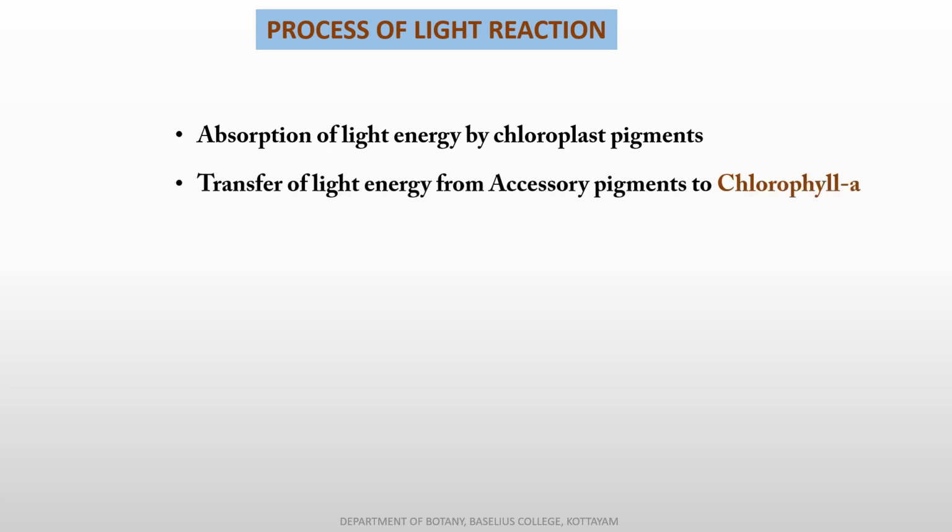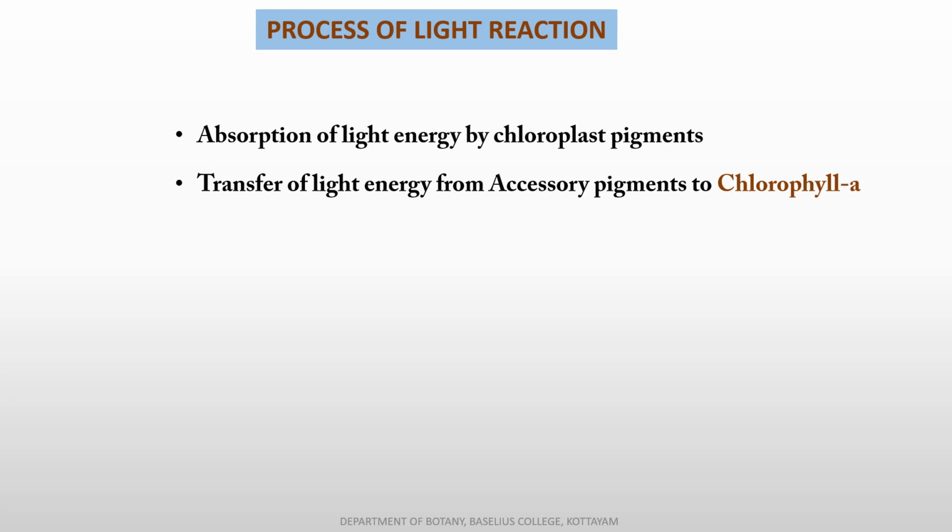The second step is transfer of light energy from accessory pigments to chlorophyll A. We know light energy is absorbed by accessory pigments such as chlorophyll B, carotene, xanthophyll, etc. It should be transferred to chlorophyll A, then only that light will be useful for photosynthesis. This transfer of light energy is taking place by a very special phenomenon, that is the transfer of energy in the form of excitational energy, not as radiations.